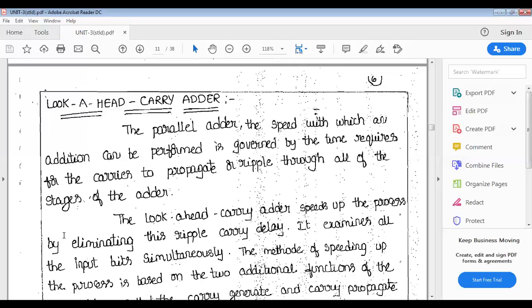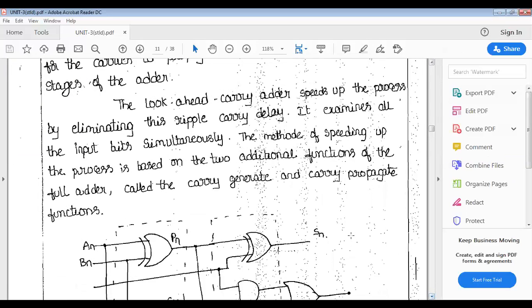In the parallel adder, the speed with which an addition can be performed is governed by the time required for the carries to propagate or ripple through all the stages of the adder. The look ahead carry adder speeds up the process by eliminating this ripple carry delay. It examines all the input bits simultaneously. The method of speeding up the process is based on two additional functions of the full adder, called carry generate and carry propagate.